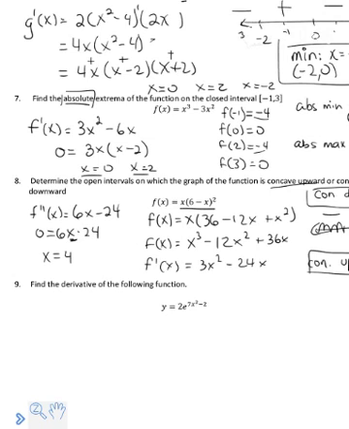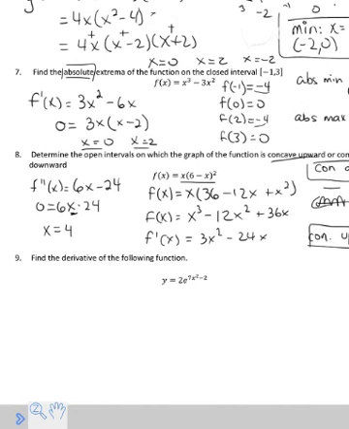Question 9, find the derivative. So the derivative of exponentials, if we have the derivative with respect to x of e to the u, that equals e to the u du. It's the chain rule.